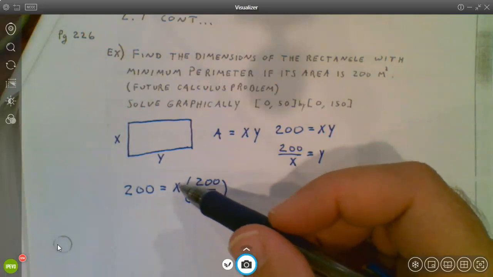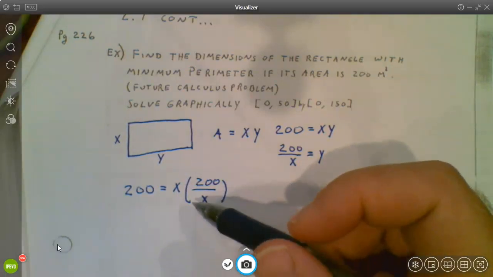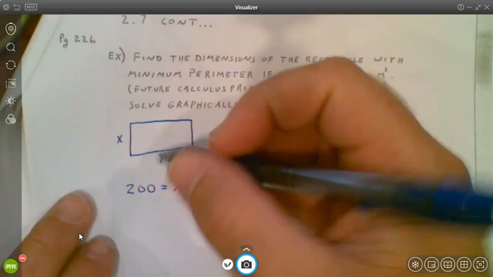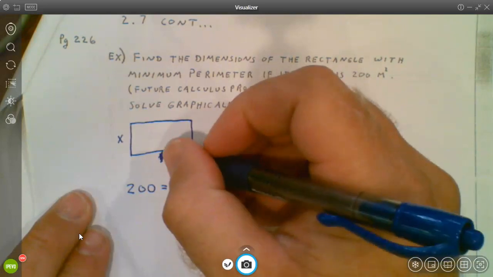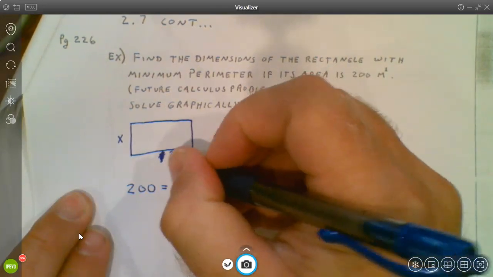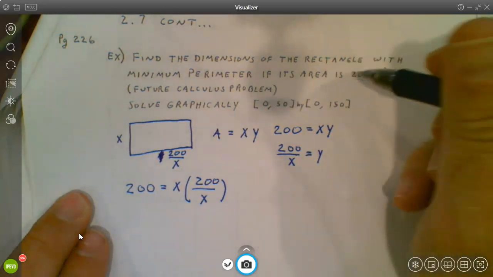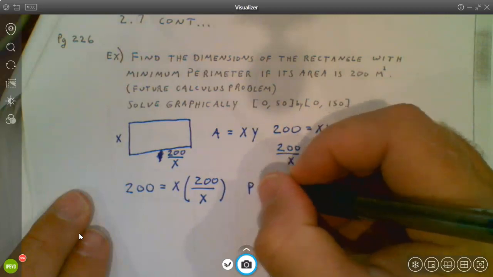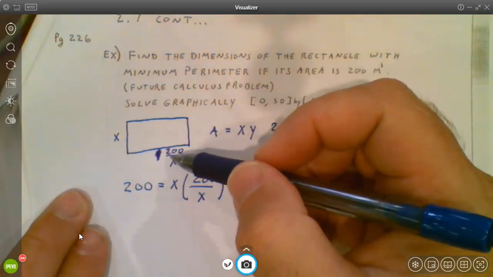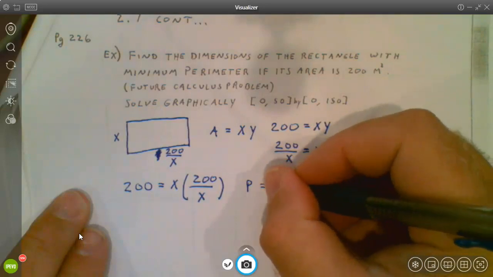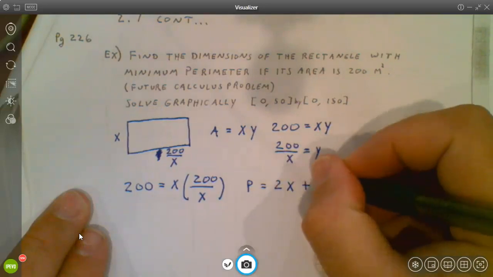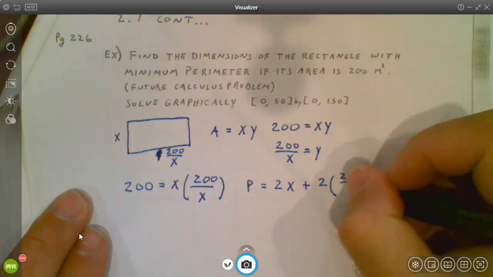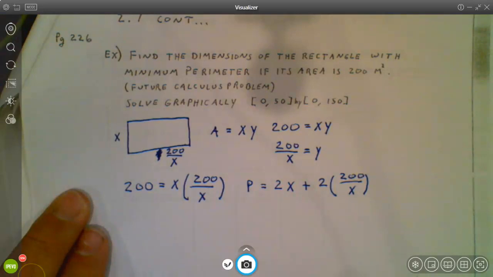Yes, I see that those would cancel. We don't want to do that, though. We want to use this to further our problem. From now on, let's consider this to be 200 over x instead of y. If we were looking for perimeter, remember perimeter would be 2 of those plus 2 of those. So it would be 2 x's plus 200 over x's as far as our perimeter setup goes.